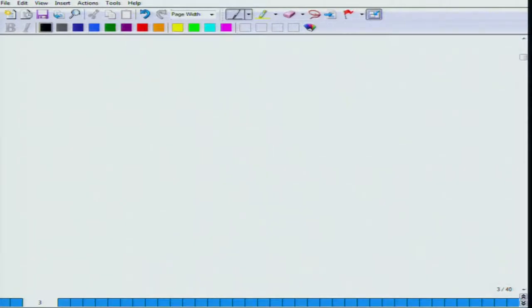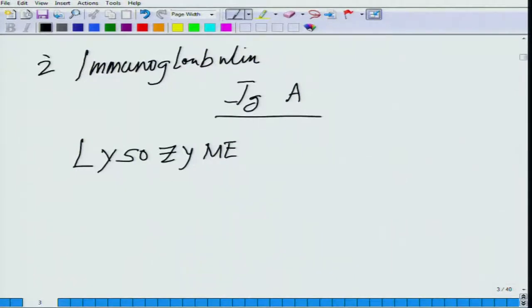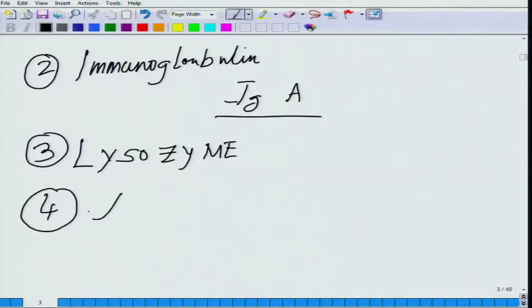Then you have certain immunoglobulins which are present. The immunoglobulins are IgA. IgA are present there. Then you have something called lysozyme. This is the second component, and this is the third component. Then you have peroxidase. This is very important.